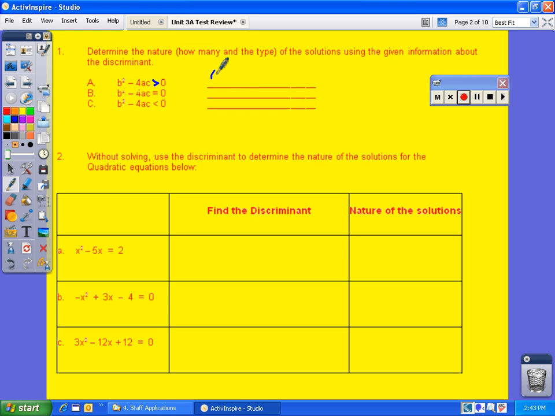That means that you're going to have two real solutions. If your value is equal to 0, you have one real solution. And if your value winds up being negative, you have two complex or imaginary solutions. Okay, so this was in your notes. All you had to do was look in your notes for that particular part.